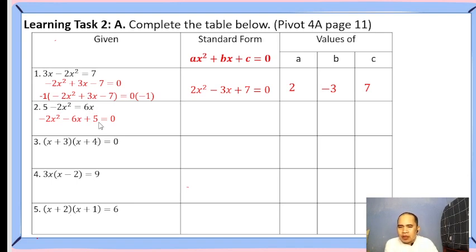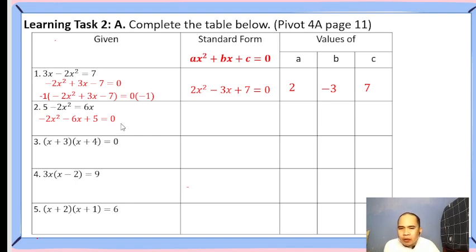Sir, bakit po hindi na-change ang sign ni 5, ni constant natin? Kasi hindi naman natin siya nilipat into the other side of the equation. Dito lang din naman siya pa rin sa side na ito. And that is always equal to 0.